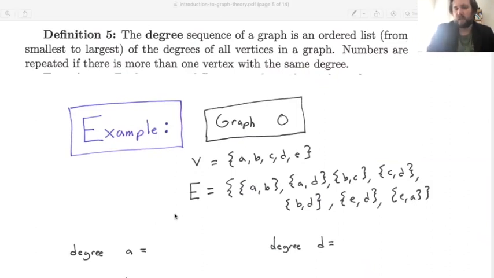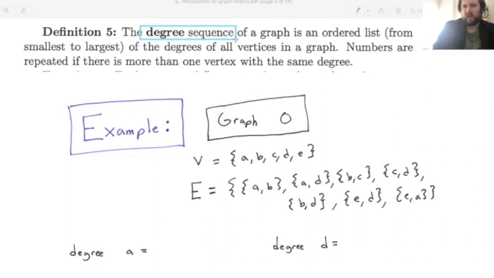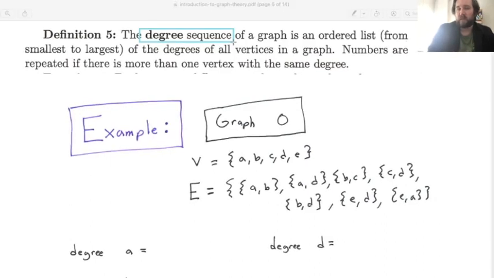describe the degree sequence of a graph. So this is a sequence of numbers, which is an ordered list from smallest to largest of all of the degrees of all of the vertices in your graph. If you have more than one vertex that has the same degree, you repeat the number. So the first thing I want to do is calculate here the degree of A.